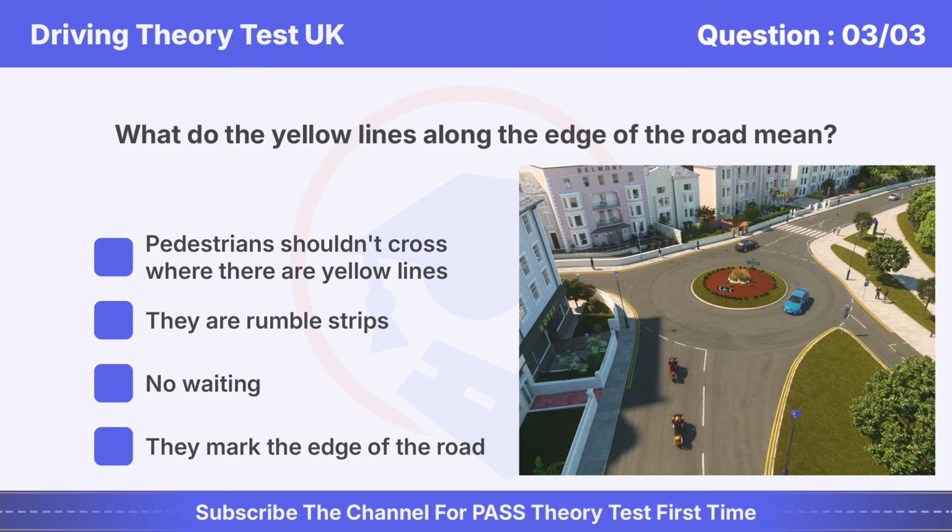Question 3. What do the yellow lines along the edge of the road mean? Option A. Pedestrians shouldn't cross where there are yellow lines. B. They are rumble strips. C. No waiting. D. They mark the edge of the road.